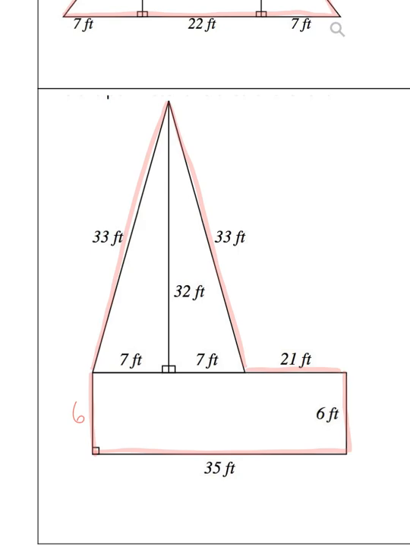I don't need the 32, that is not around the outside, and I don't need this distance here, all the way around the outside. 1, 2, 3, 4, 5, 6 side lengths.